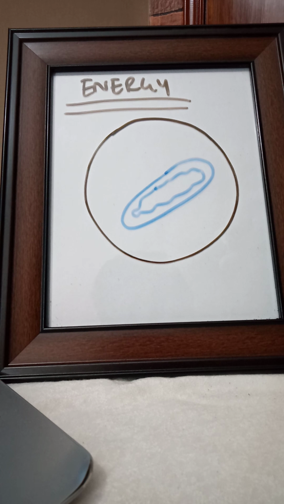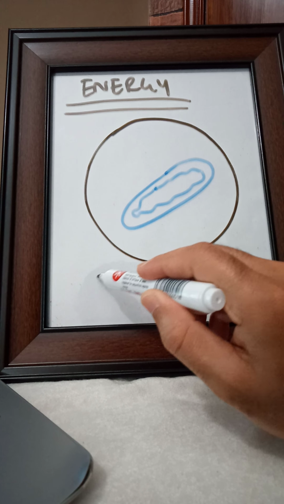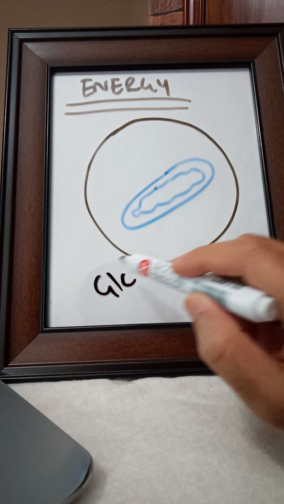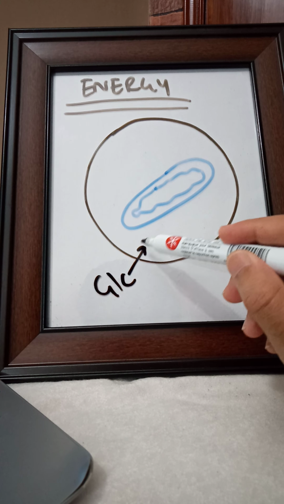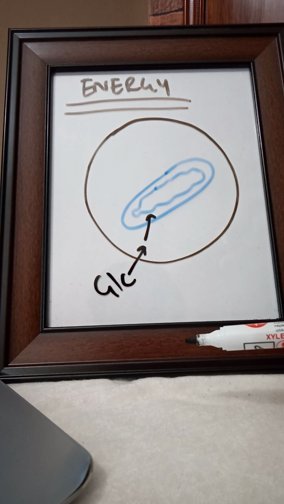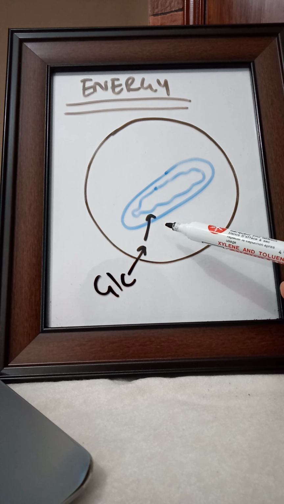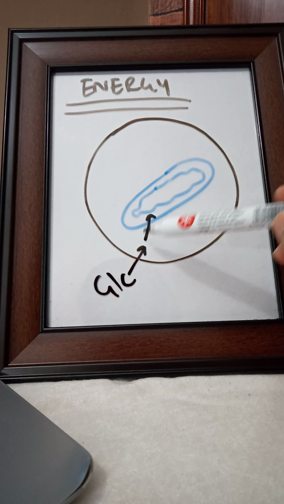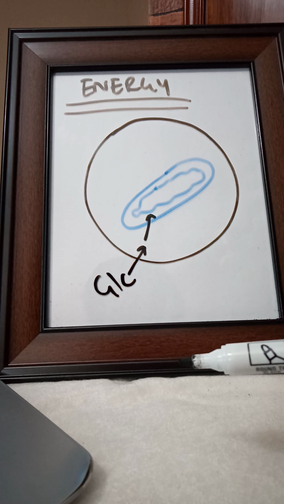You remember we eat different kinds of food. One of them is carbohydrate, and carbohydrates contain glucose. So glucose from our blood, let's say this is glucose from outside the cell, comes inside the cell, and this glucose then goes inside mitochondria, and then mitochondria break down glucose to produce ATP. So this glucose inside the mitochondria is converted into carbon dioxide and water.